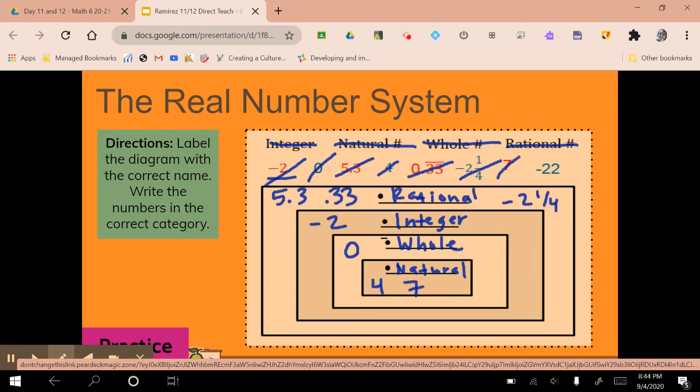-22. It's an integer because it's negative and it's whole, so it's going to go in the integer box. It can also be found on the number line. If you can find a number on the number line, it's probably an integer. So that's where you would place all of those numbers correctly in the diagram.